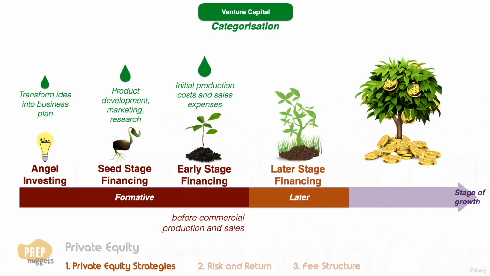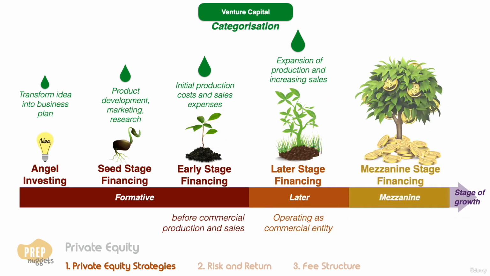Later stage refers to the stage where a company already has production and sales and is operating as a commercial entity. Investment funds provided at this stage are typically used for expansion of production and increasing sales through an expanded marketing campaign. Mezzanine stage financing refers to capital provided to an established company to prepare it for an IPO. It is the bridge between the expanding company and becoming a public listed company.